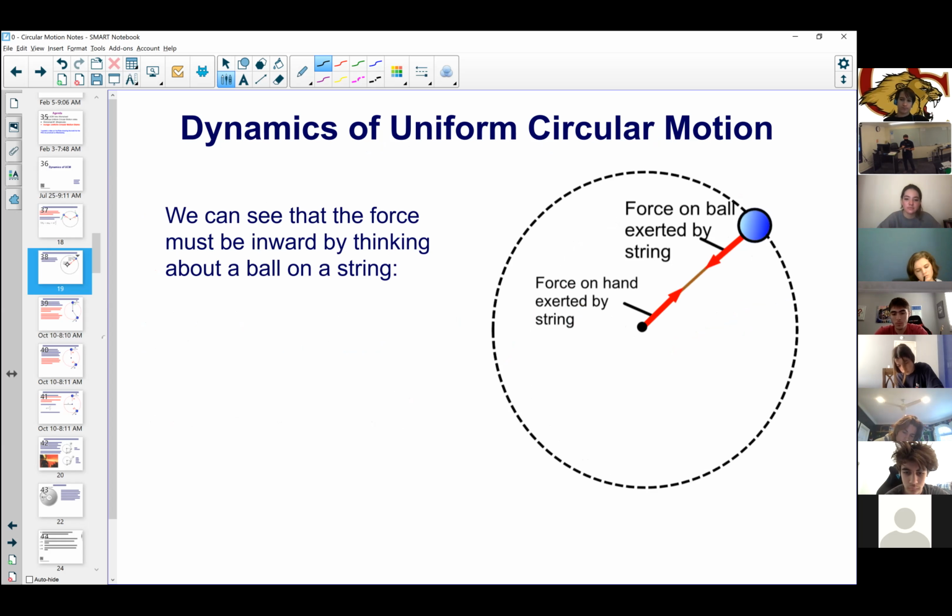All right, so we can see the force must be inward. So this is something we talked about last time. If we think about that ball on a string or stopper on a string, we talked about how it's the tension in that string that keeps the ball turning. If the string breaks, it will no longer turn, right? So we've talked about that last time.